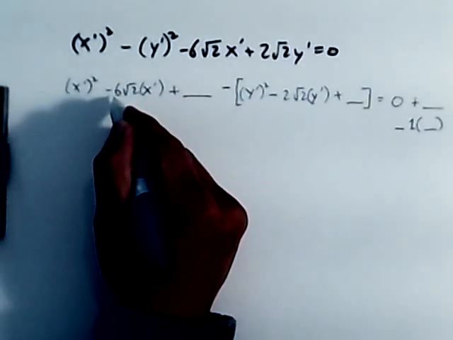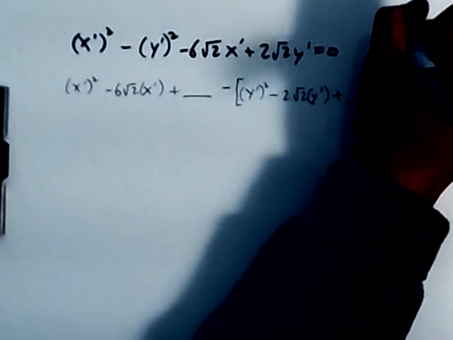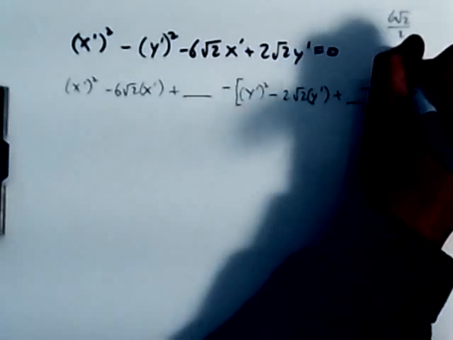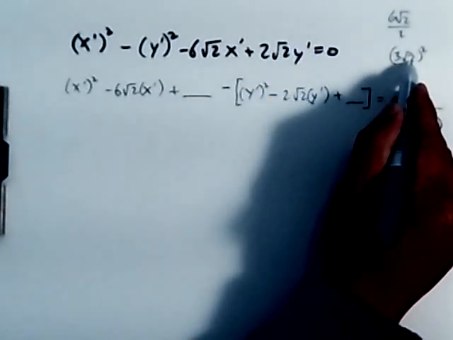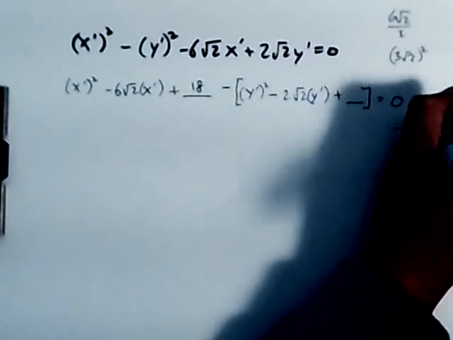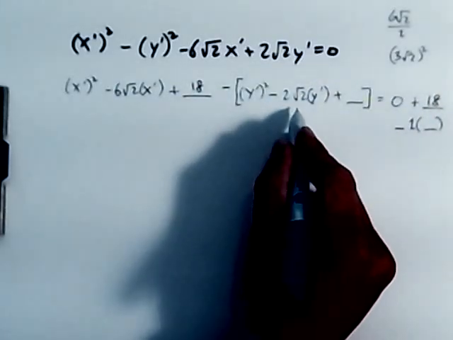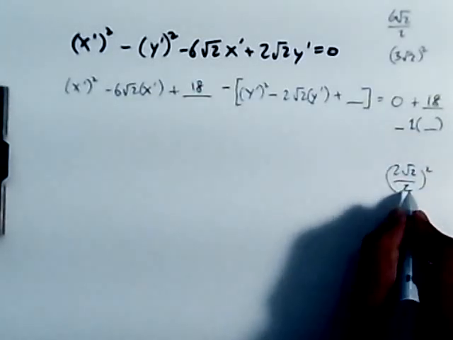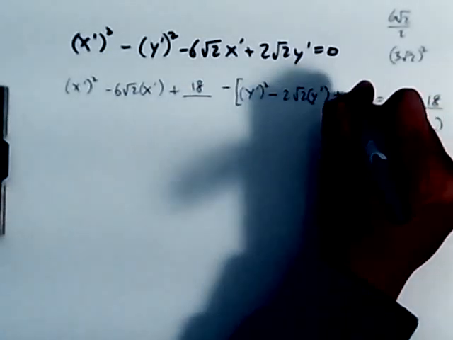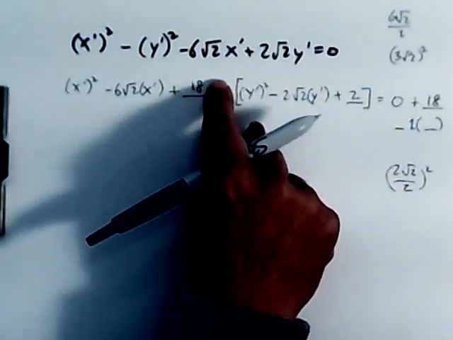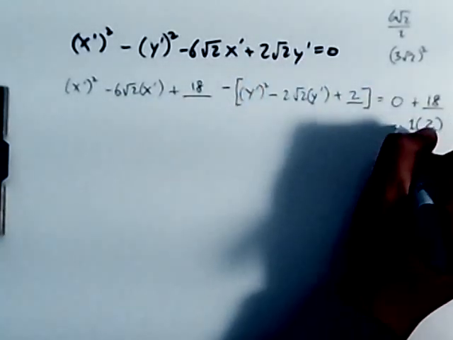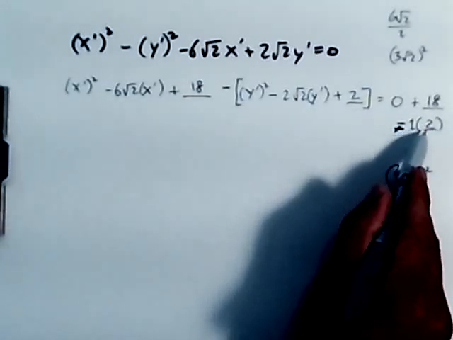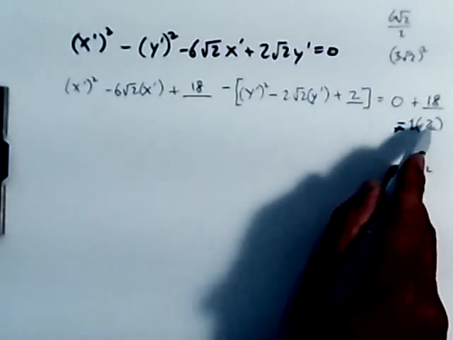I take this number, divided by 2. So 6 root 2 divided by 2, that's going to be 3 root 2. And then I square it. 9 times 2 is 18. I'm going to add 18 here, add 18 here. On this term right over here, I'm going to take 2 root 2. I'm going to divide by 2, square it. These 2's cancel. I get root 2 squared is plus 2. Since I'm adding 2, I have to subtract 2. I'm sorry, it should have been a minus right there. Notice how I subtracted 2 here. That's going to be pretty important. A lot of students forget to do this.